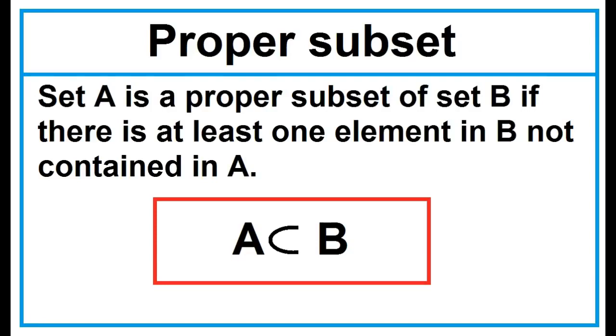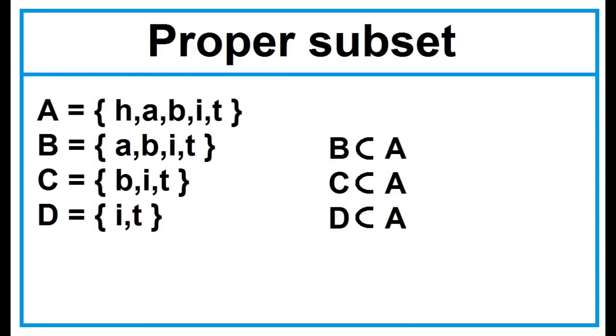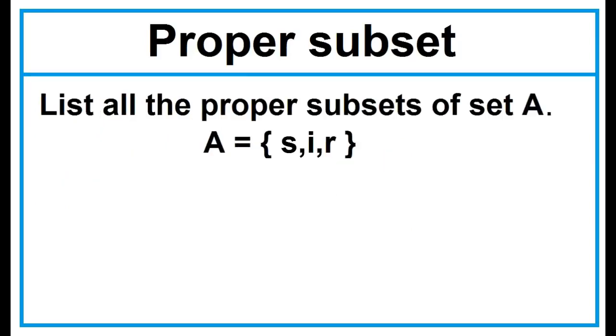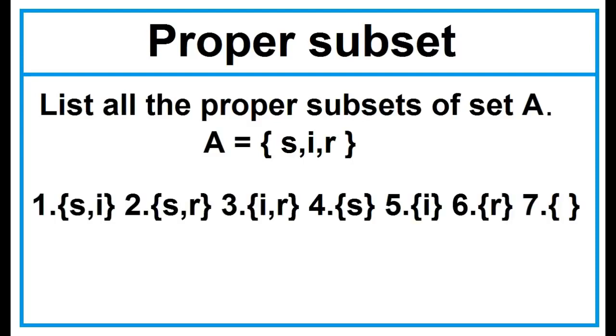Example, given sets A, B, C, and D. Set B is a proper subset of set A. Set C is a proper subset of set A. Set D is a proper subset of set A. List all the proper subsets of set A. Sets 1, 2, 3 have 2 elements. Sets 4, 5, 6 have 1 element. And number 7 is an empty set. The set itself is not a proper subset of set A.